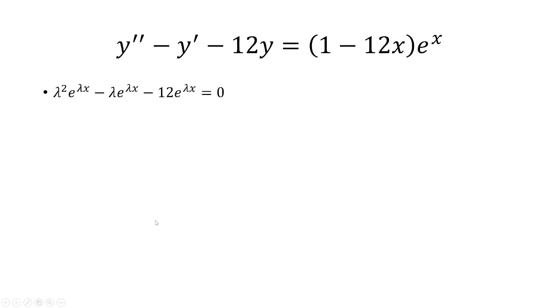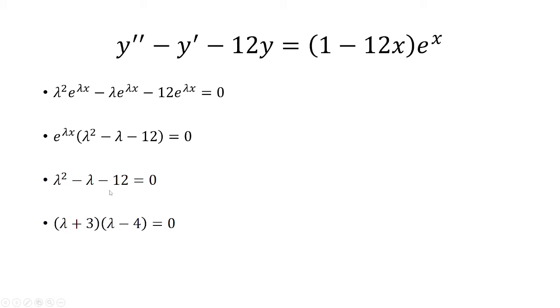From there, we can factor out e to lambda x, and we have lambda squared minus lambda minus 12 equals 0. E to lambda x is always positive, so we can ignore it and just set lambda squared minus lambda minus 12 equal to 0. Factor into lambda plus 3 times lambda minus 4 equals 0. And you get lambda is negative 3 or 4.